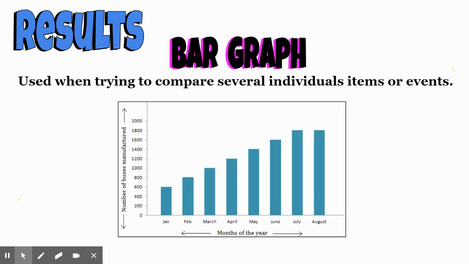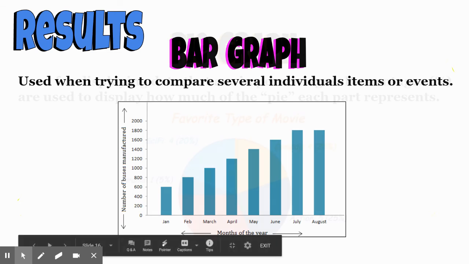A bar graph is really useful for us when we're looking to compare several individuals or items. So if we gather data over months, and this example is buses manufactured, we see that buses manufactured increase as we get closer to the start of the school year. It shows us all the different data for the different months, and it's a really great way to show multiple things and how they interact with one of our variables.